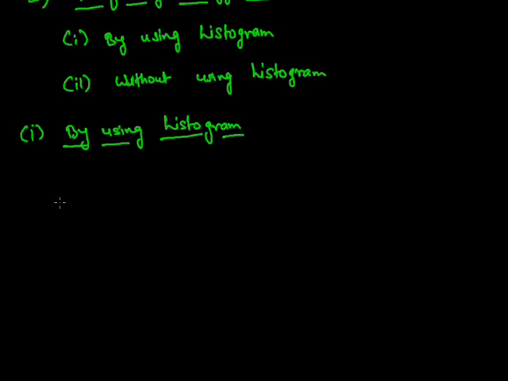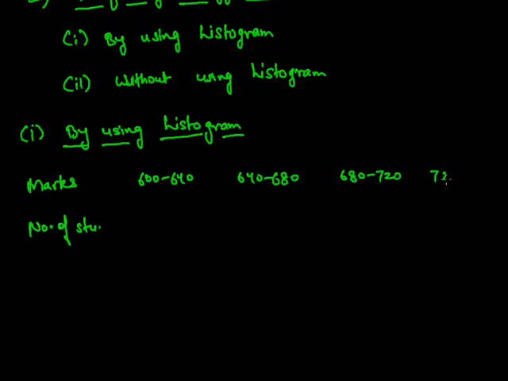So how to do it is, we'll directly take one example. Suppose marks of students are given, and accordingly the number of students are given. Let's say marks are between 600 to 640, 640 to 680, 680 to 720, and let's say 720 to 760. These are the marks given, and accordingly the number of students are given. Let's say 16, 45, 156, 284. So these are the numbers of students given between these marks.